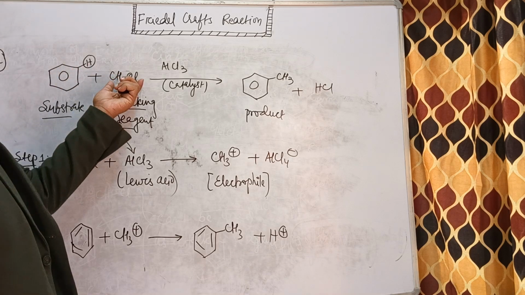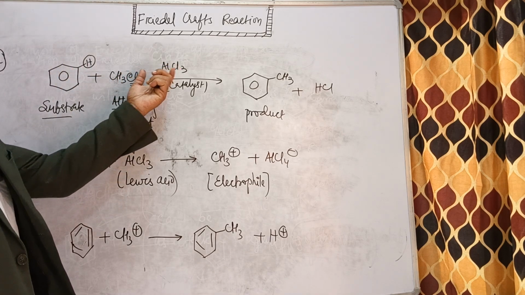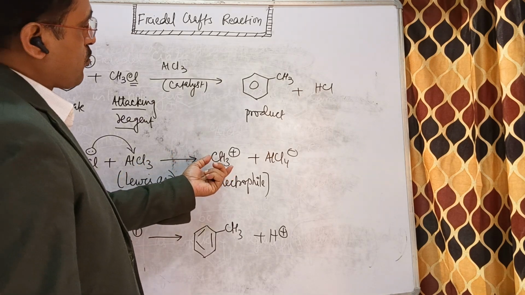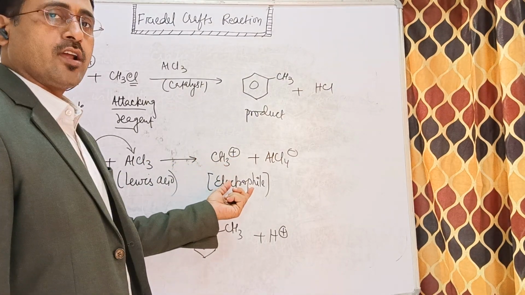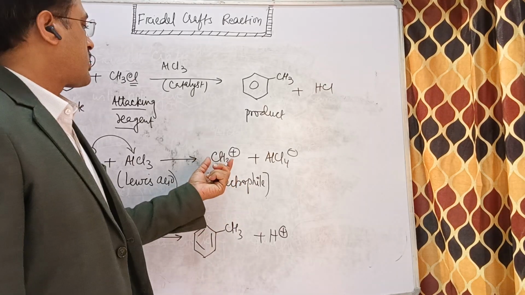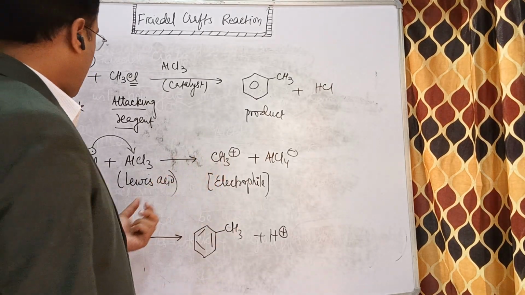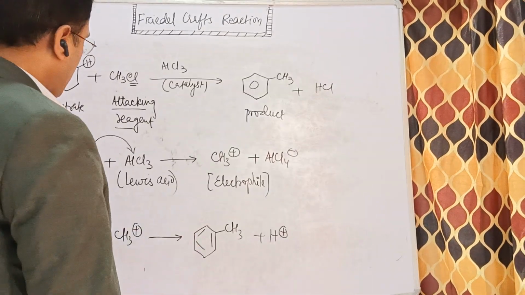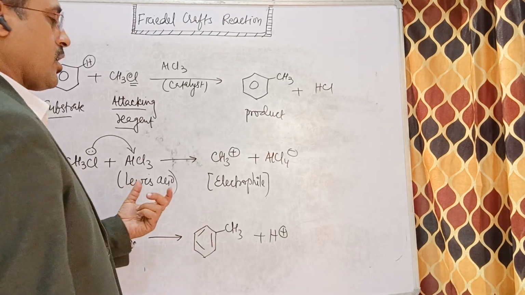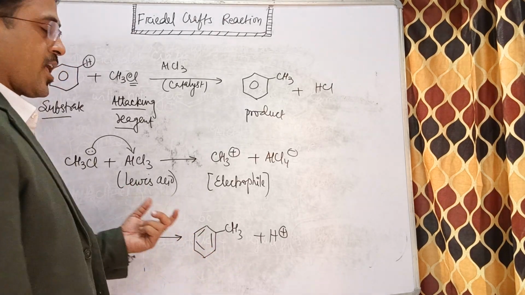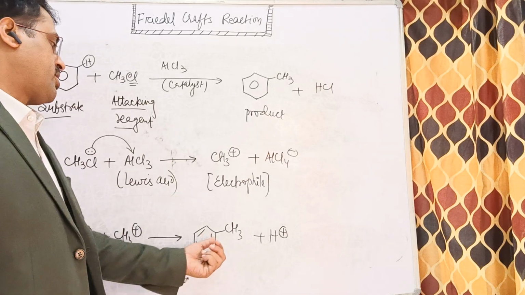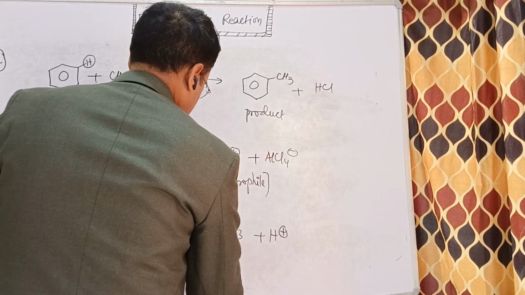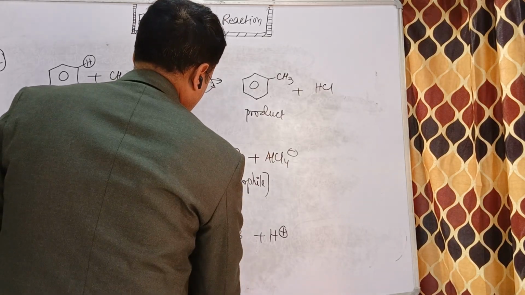First the attacking reagent and the Lewis acid interact with each other and produce the electrophile. This electrophile is a methyl carbocation, which will not rearrange. It finally attacks the benzene ring and forms a reaction intermediate, the arenium ion, and finally aromaticity is regained, producing toluene, the methylbenzene.